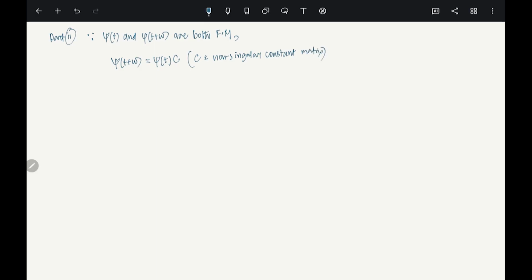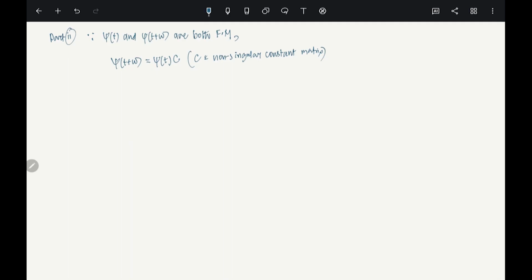Is this okay? Please remember this. When we talked about fundamental matrices, we proved that if phi is a fundamental matrix, then phi(t) times C is also a fundamental matrix, where C is a non-singular constant matrix. And we also showed that any fundamental matrix will look like phi(t) times C. There is no other way.